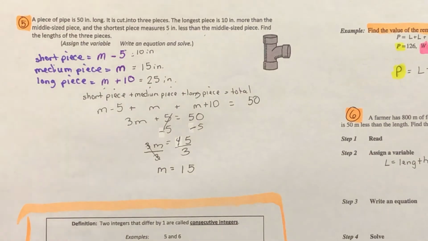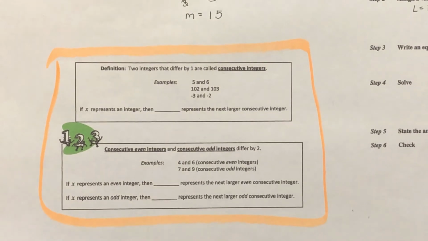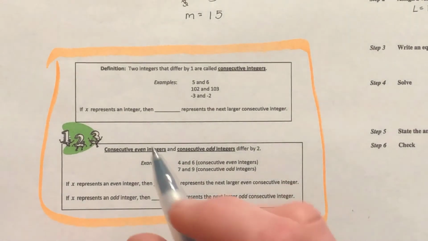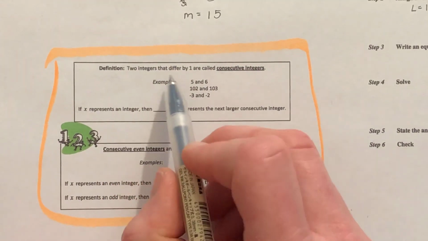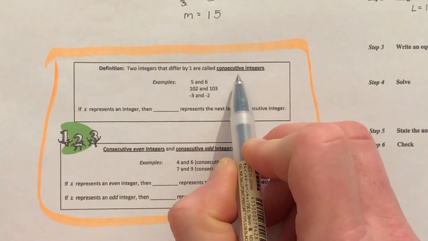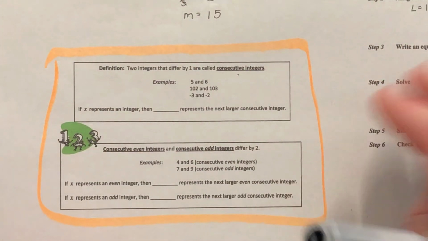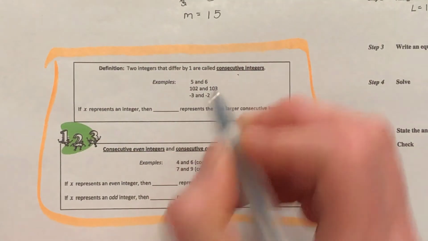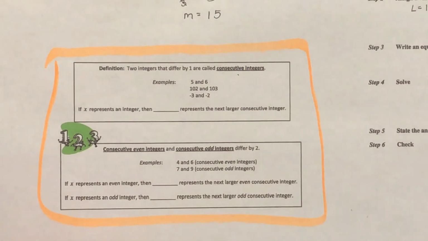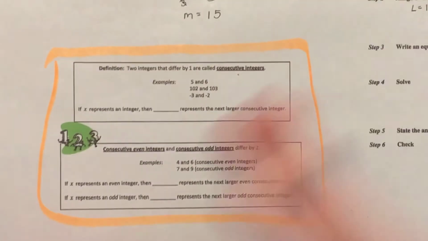All right, now let's look at these. This is important. You will encounter these. Two integers that differ by 1 are called consecutive integers. Consecutive means 5 and 6, 8 and 9, 11 and 12, 102 and 103, negative 3 and negative 2. They're consecutive, they're beside each other.